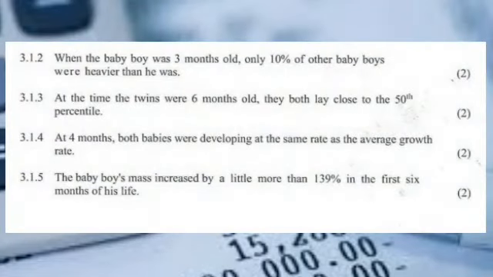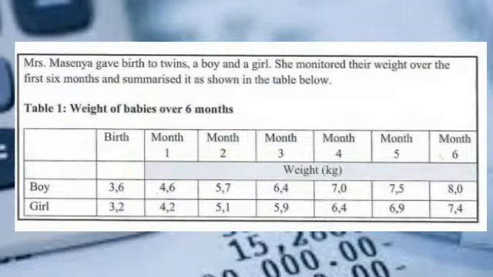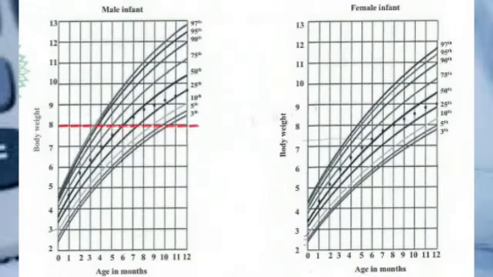3.1.3 says, at the time the twins were 6 months old, they both lay close to the 50th percentile. So we are going to check both twins. Now, at 6 months old, let's start with the boy. The boy weighed 0.8. So we are going to look at 0.8 on the growth chart in conjunction with 6 months old for the boy. So at 0.8, at 6 months, did the boy lay close to the 50th percentile? When you trace it, you see that that is actually true. He lays very close to the 50th percentile. So for the boy, it is true.